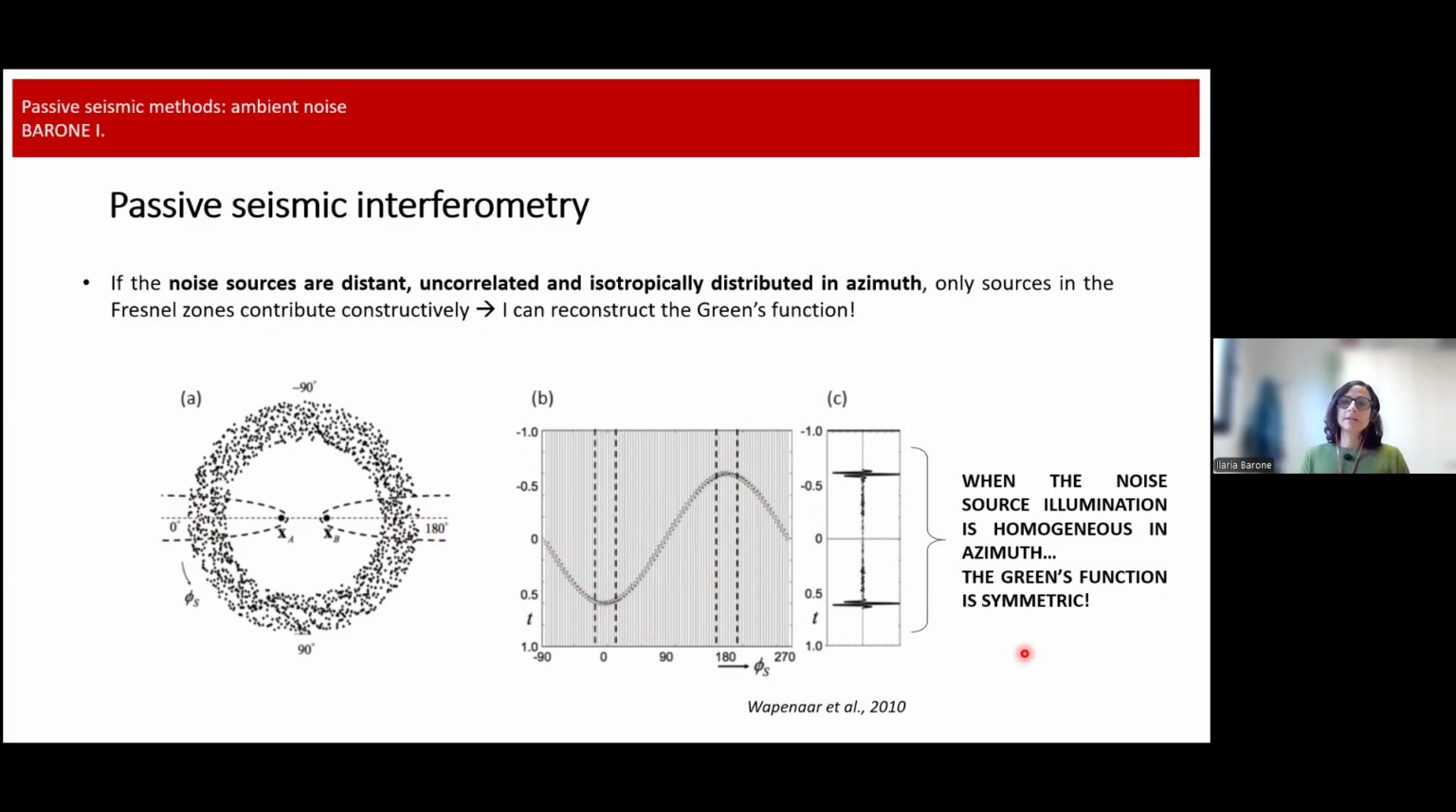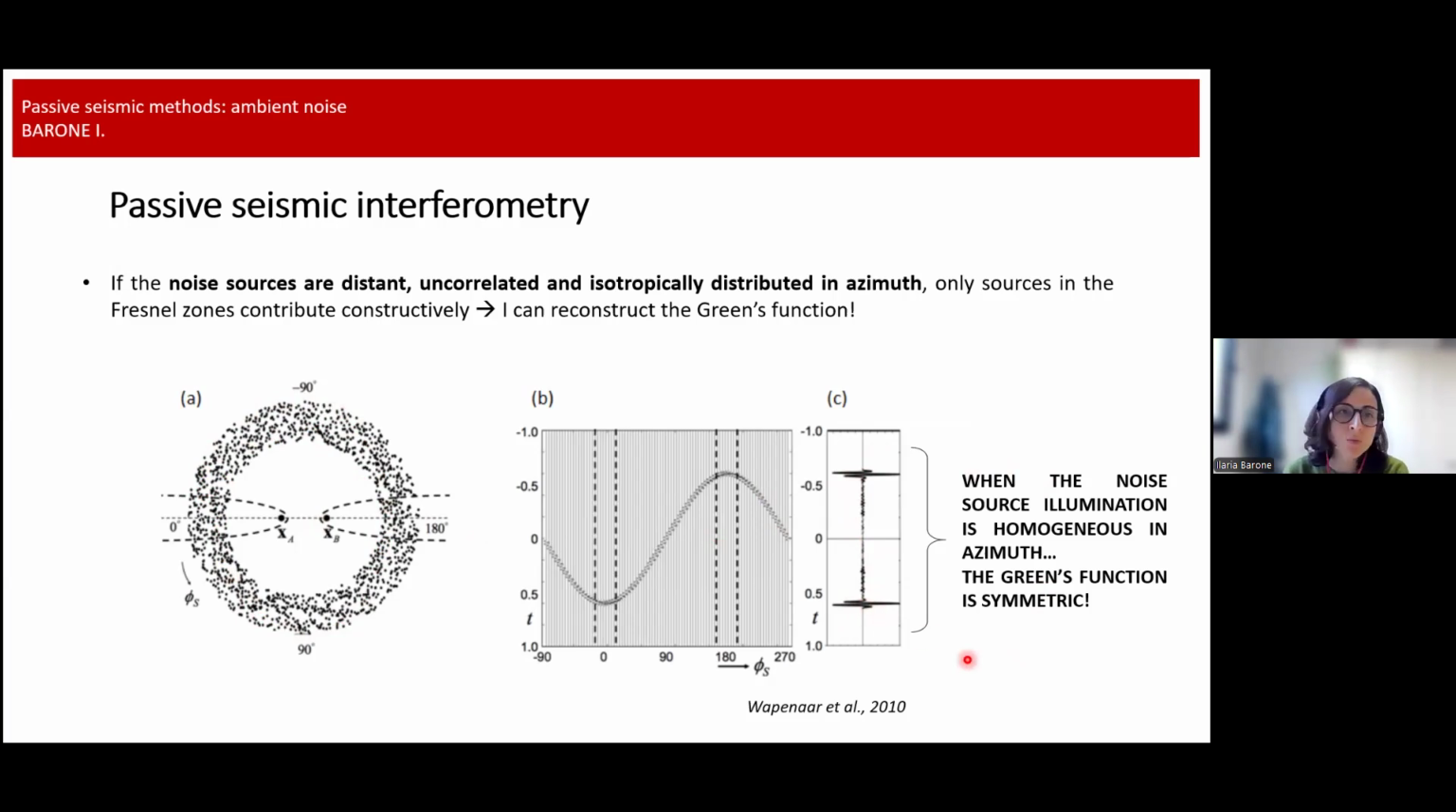So we have seen that if we have noise sources, even if we don't know them, but if they are all around us with an isotropic illumination and all covering all azimuths, and if they are distant and uncorrelated, we can retrieve the Green's function, the impulsive response of the system between the two stations. And something important is that we need this isotropic illumination covering all azimuths to have this Green's function symmetric.